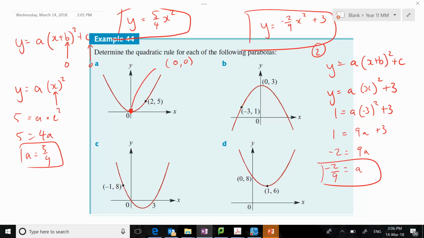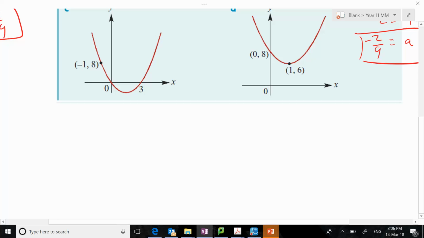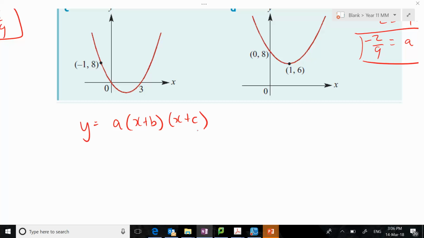Let's have a look at this one. This one doesn't give you a turning point. But what do they give you? Yeah, they give you x-intercepts. So out of the 3 equations that I gave you, which one would you choose? Number 3. See, the third one I gave you was a bracket x plus b, x plus c. Now remember, if you know the x-intercepts are at 0 and 3, what should B and C be? 0 and -3. Because remember, when you factorize, it's always the other way around.